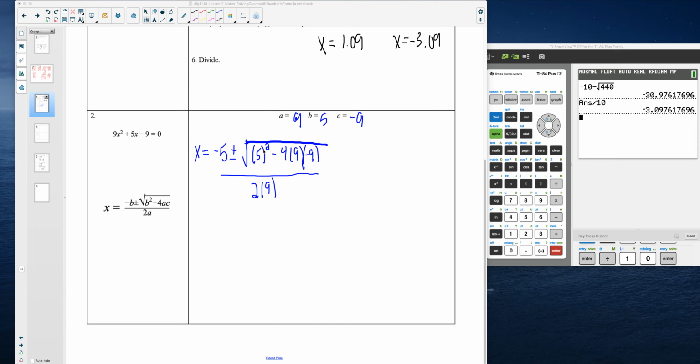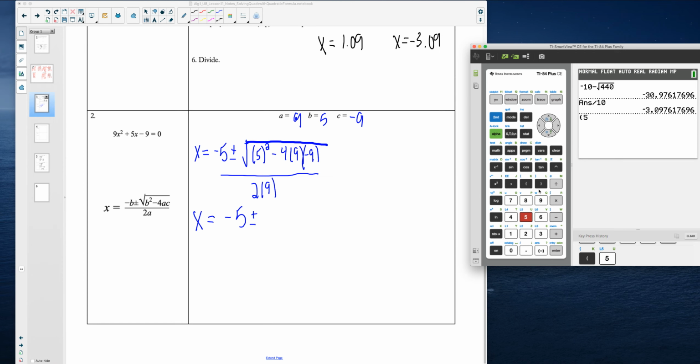So b squared minus 4ac all over 2 times a. If you need to pause the video so you can catch up, go ahead. Then x equals, we still have that negative 5 on the outside, and then plus or minus. And then we're going to do this on our calculator over here. So I'm going to do parentheses 5 squared minus 4 times a times c, which is negative 9, and get that answer. So square root of 349.